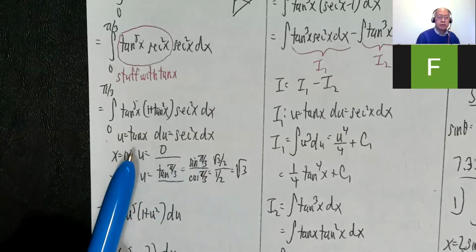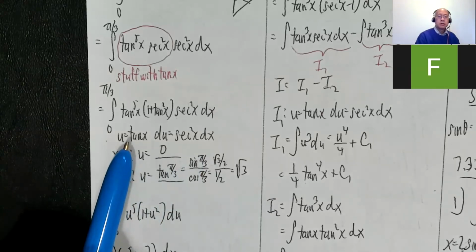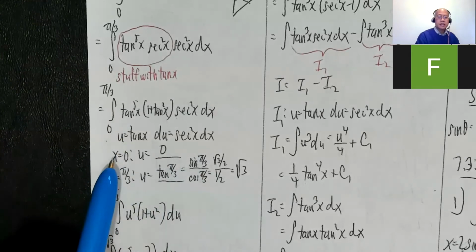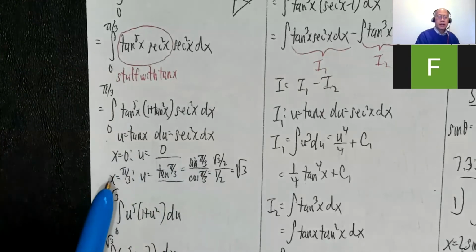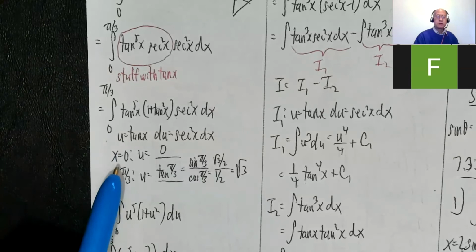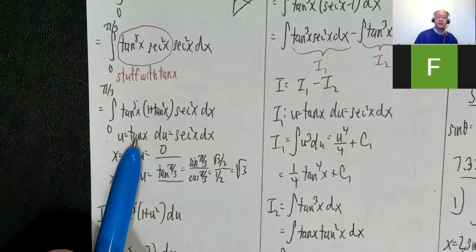This is a definite integral. So that means I change the limits. When x is 0, what's u? When x is pi over 3, what's u? I plug in 0. Tangent of 0 is 0.